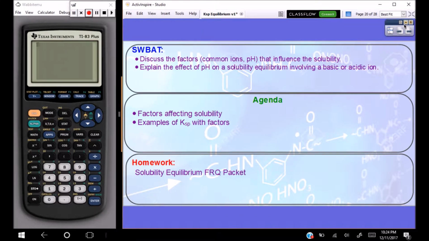All right, hello class. Today we are going to discuss the factors that influence solubility. We're going to explain the effect of pH on a solubility equilibrium involving a basic or acidic ion. And we're going to talk a little bit more about common ions, which we mentioned previously. And we're also going to look at something called a complex ion. This is the third part of three on solubility equilibrium.